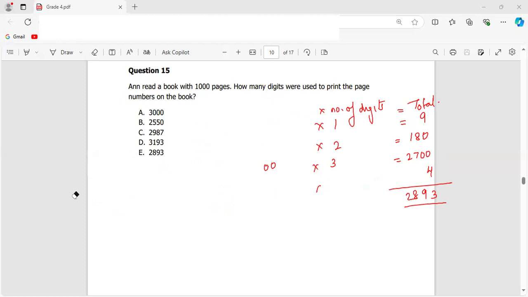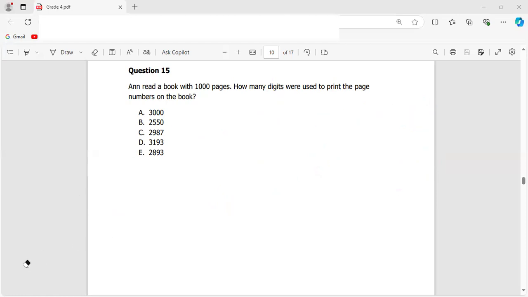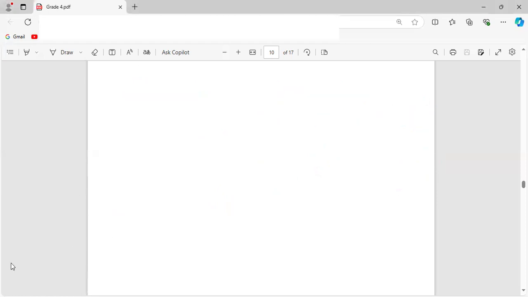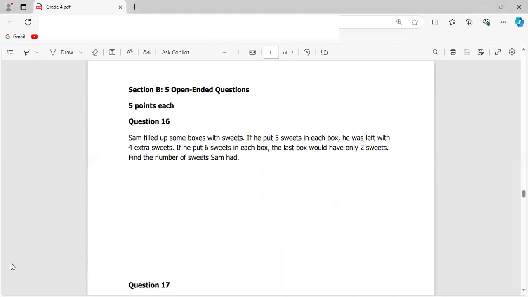Let's move on to the next question. Now, all these questions were for 3 marks. As we move on, these are open-ended questions where you don't have the options given. So these are 5 marks each. Question 16. Sam filled some boxes with sweets. If you put 5 sweets in each box, he was left with 4 extra sweets. And if you put 6 sweets in each box, the last box would have only 2 sweets left.